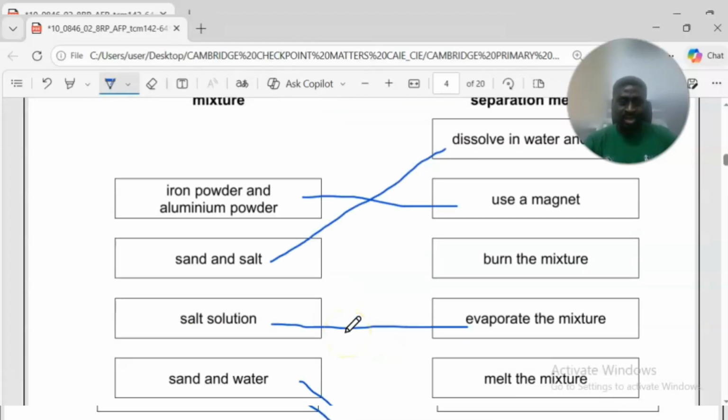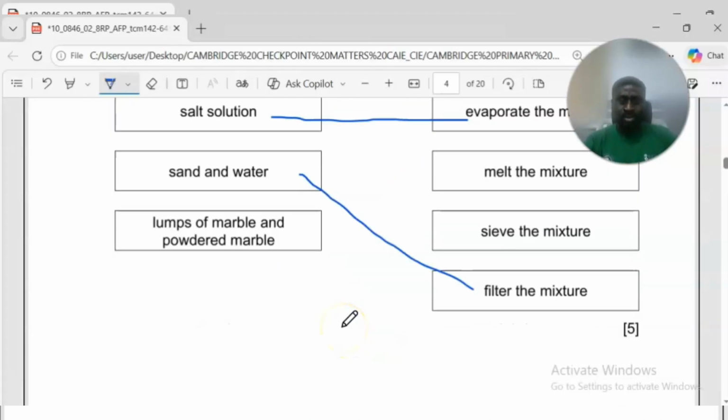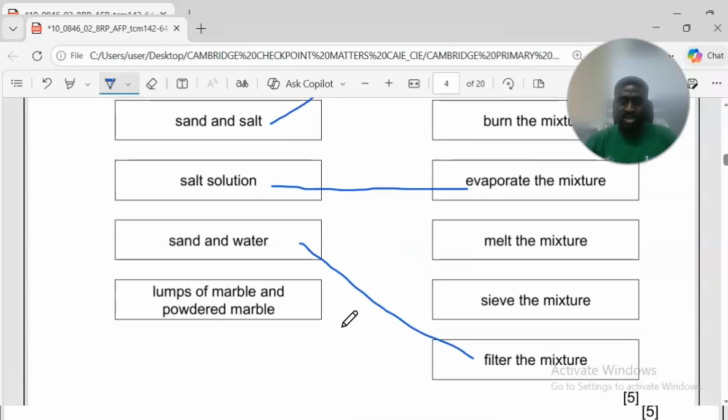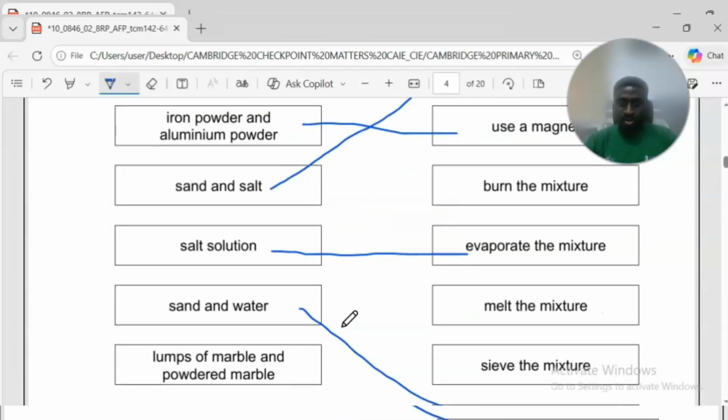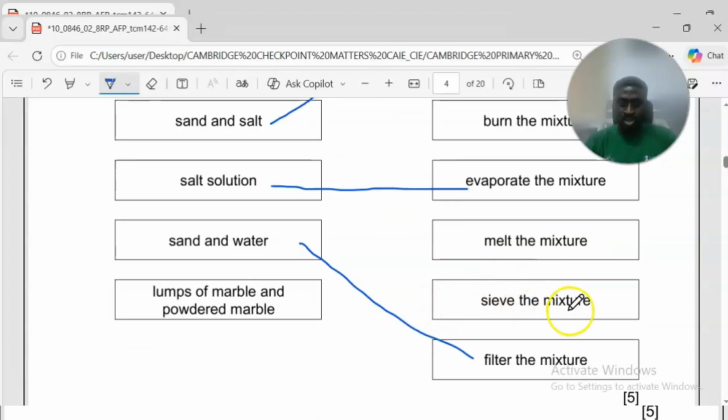Then we have the last but not the least, lumps of marble and powdered marble. What method will best separate this? Is it to burn the mixture or melt the mixture or sieve the mixture? Of course, lumps of marble is a solid substance and powdered marble. So lumps of marble are in form of lumps, like they are sizable and can remain in the mesh of a sieve, while the powder can go down the mesh of a sieve into an empty container. So the right answer to this would be to sieve the mixture.